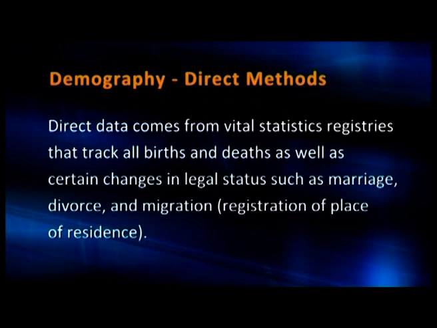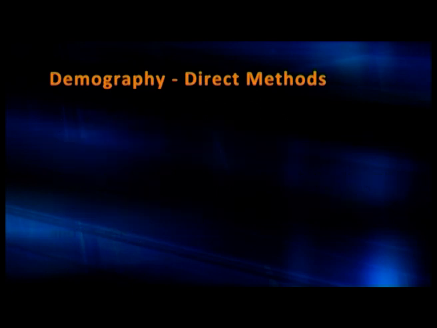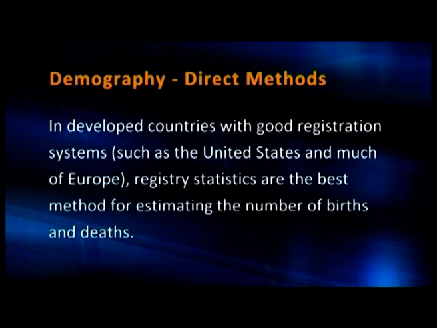Registration of place of residence. In developed countries with good registration systems such as the United States and much of Europe, registry statistics are the best method for estimating the number of births and deaths. Census is the other common direct method of collecting demographic data. It is usually conducted by a national government and attempts to enumerate every person in a country.